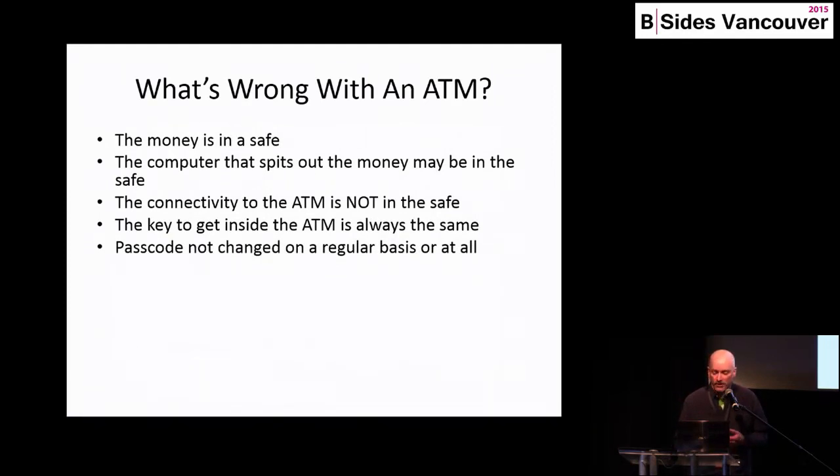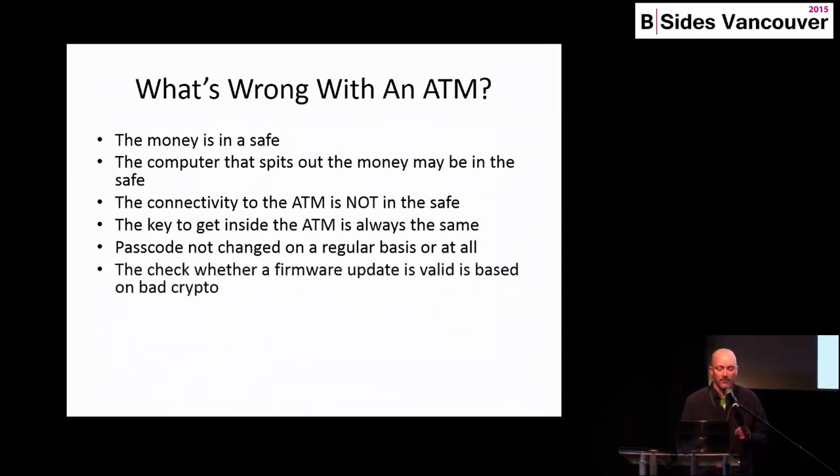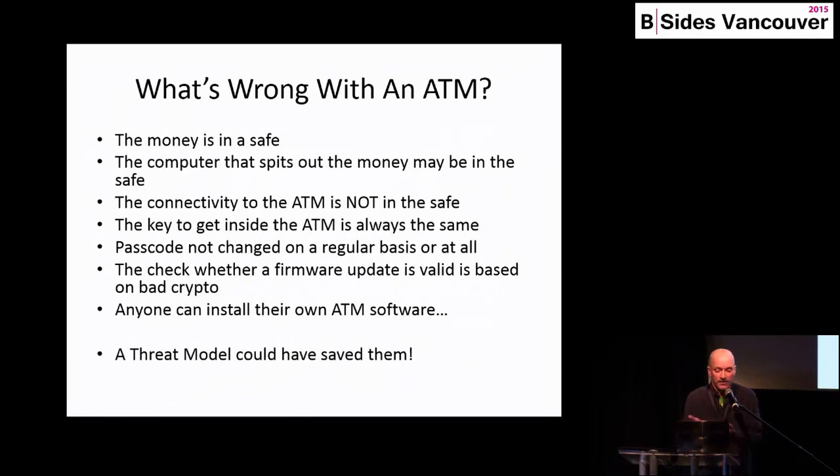The passcode is not changed on a regular basis or not changed at all. You can find the defaults on the internet. And the particular flaw that Barnaby used to update the firmware was very simple. The firmware update process was based on bad crypto. I don't know exactly what algorithm was involved. It hopefully was something as recent as MD5, but who knows. Barnaby found that anybody could install their own ATM software if they could get to that connectivity. A threat model could have saved them. I can see this threat model in my head. I could see it back when I first saw the video of Barnaby and saw him at a subsequent event demoing the same demo.